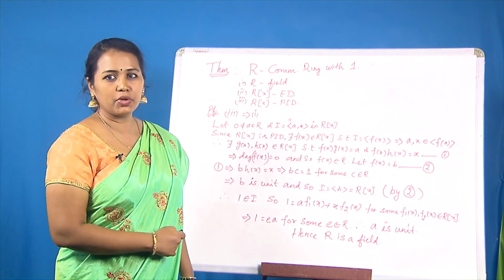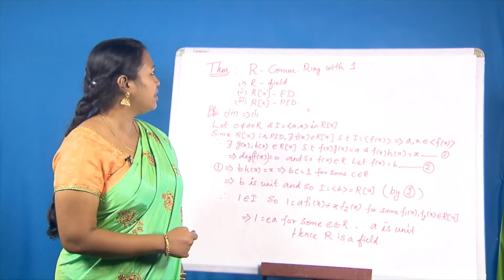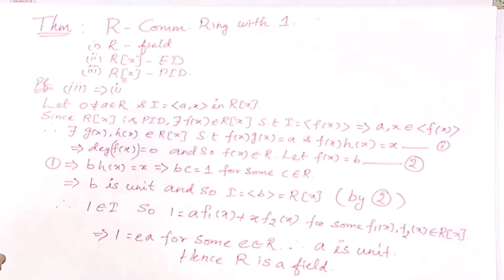Consider R, which is a commutative ring with 1. Then we have 3 conditions. We are going to show that these 3 conditions are equivalent. That is, R is a field, R of x is a Euclidean domain, and R of x is a principal ideal domain. Now 1 implies 2 means that if R is a field, then R of x is a Euclidean domain. This part we have already proved in some of the earlier theorems in this session.